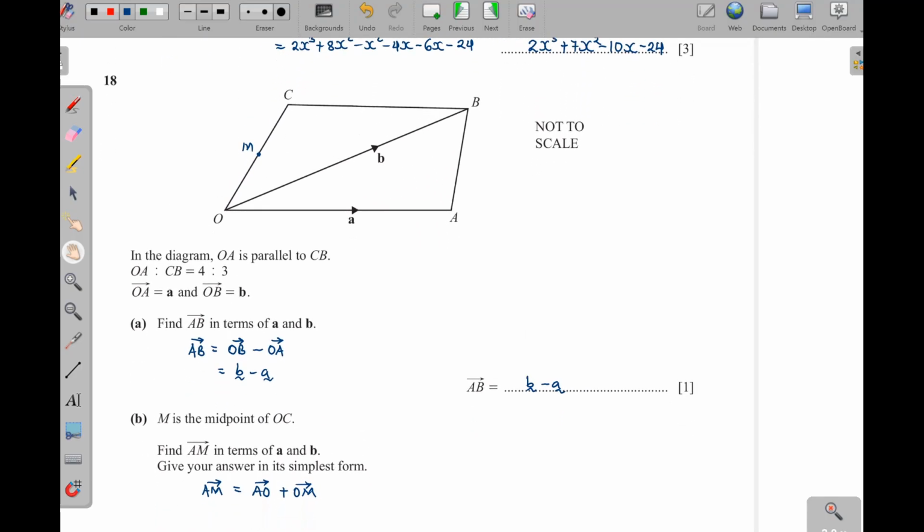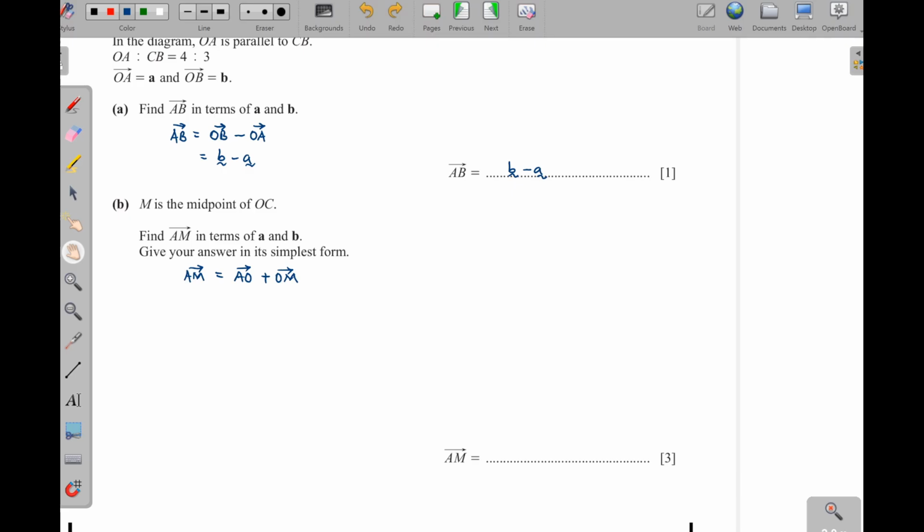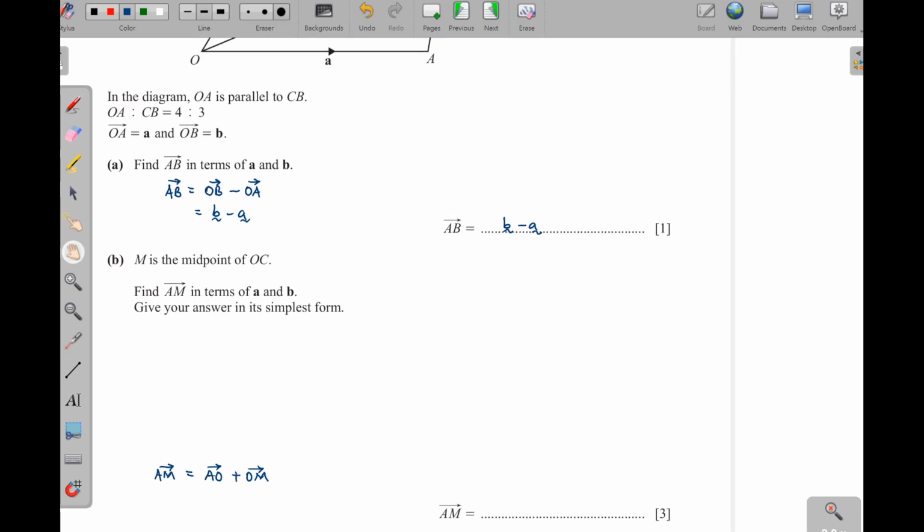But this OM is a half of OC. Okay? A half of what? OC. Now, how do we get the OC? We can get OC from here. O to A plus AB, then plus BC. Are we there? Okay. Now let me take this one down here. I will need it later. So we need to find what?